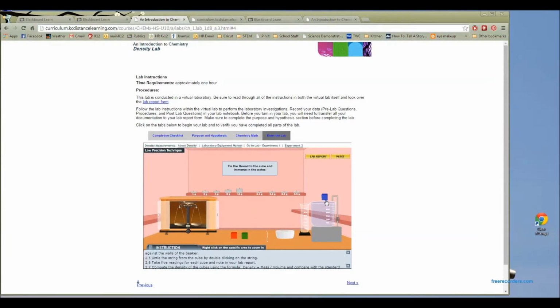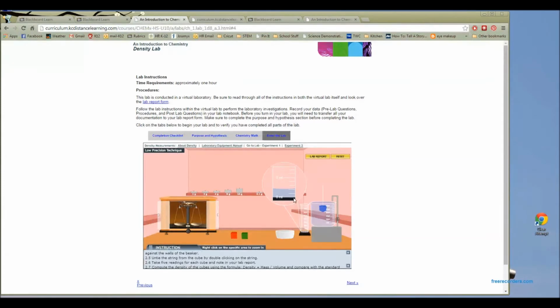To find the volume, I put my cube in the water. Oh, I gotta thread tie the cube. Okay, now I need to put it in the water. Okay, this is the amount of water that was displaced when I dropped my cube in the water.